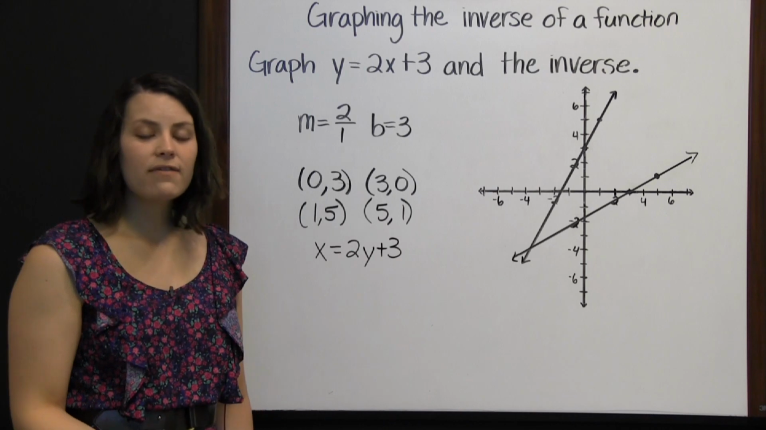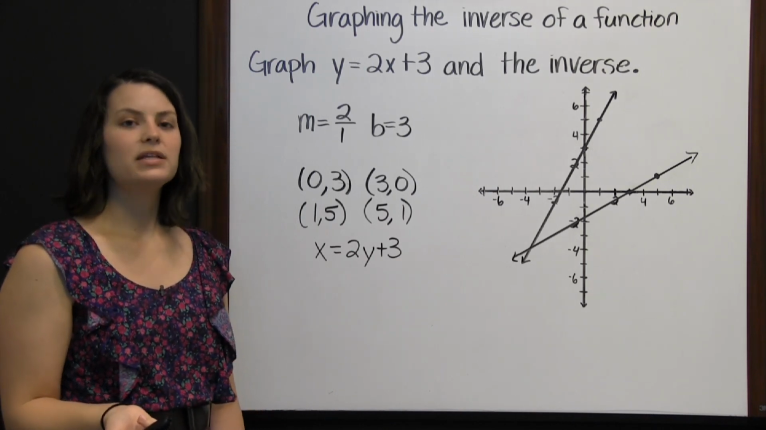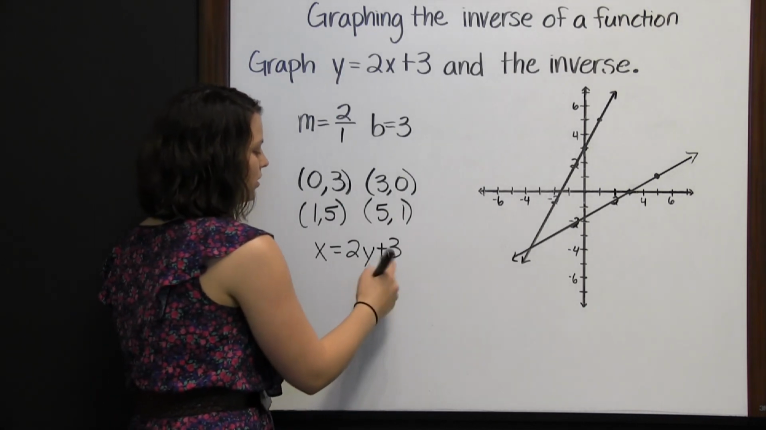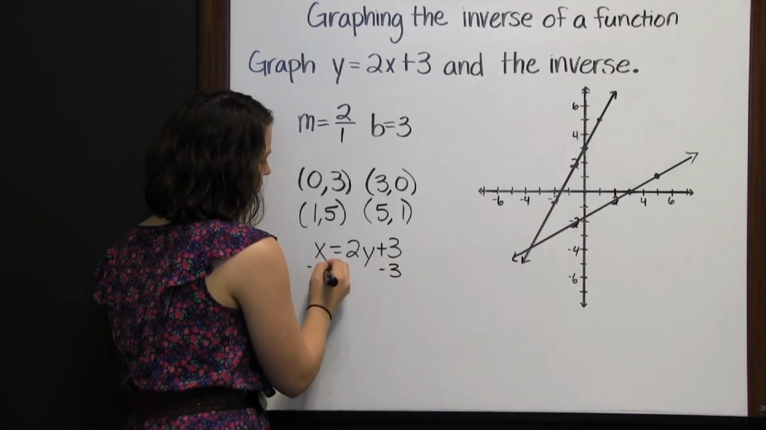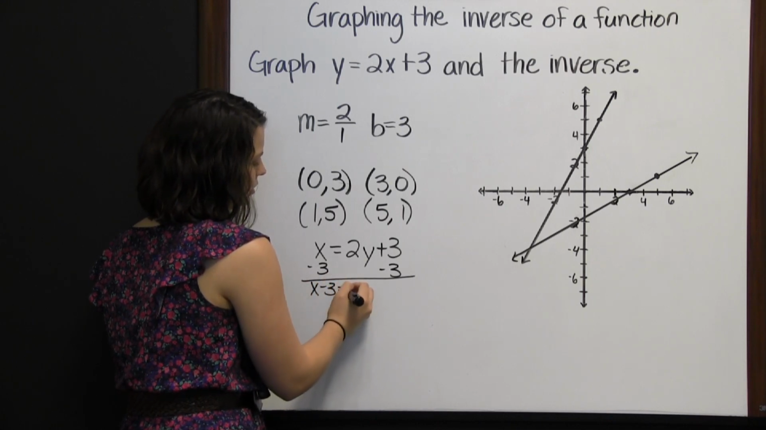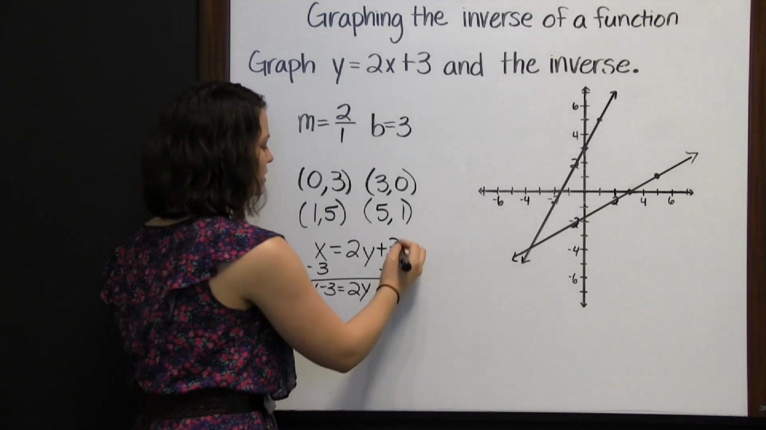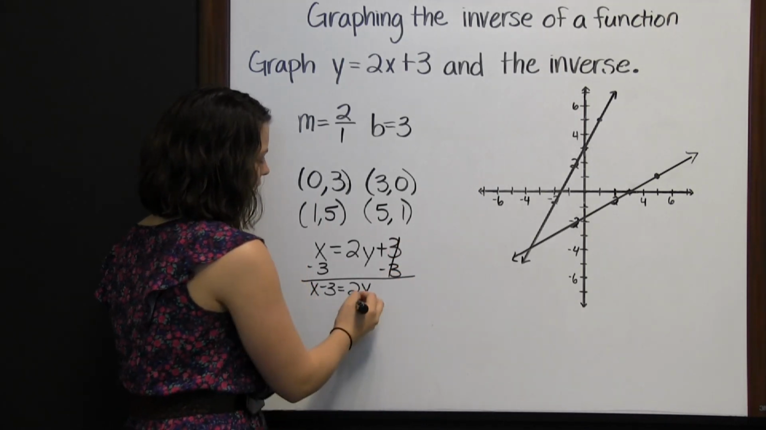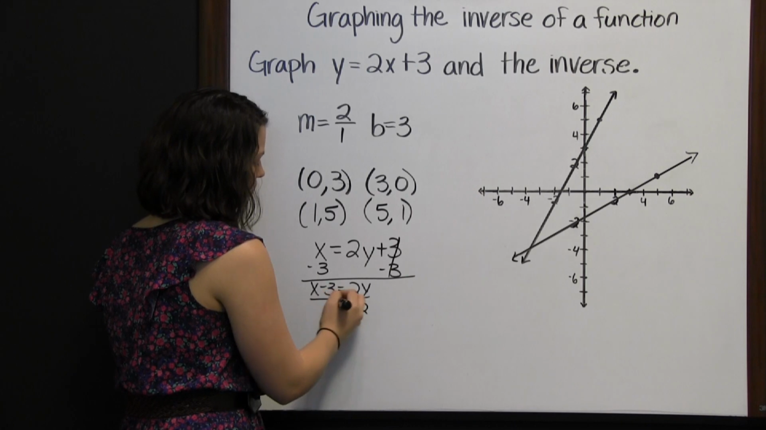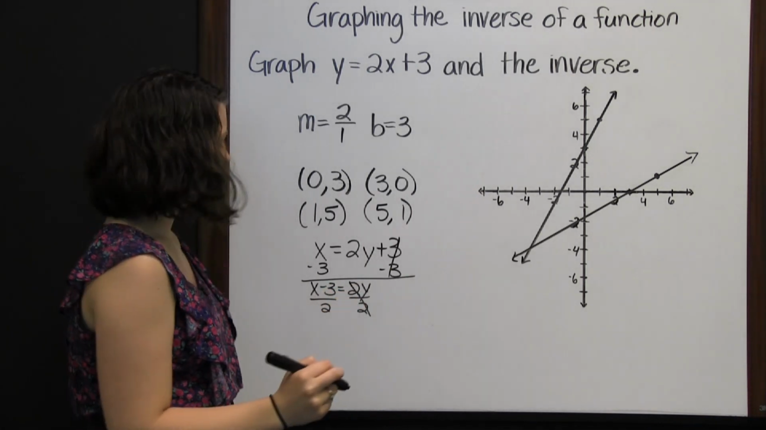Now if we wanted to graph this, we'd want to put it in a form like slope-intercept form, which means we must solve for y now. So start by subtracting 3 from both sides. X minus 3 is equal to 2y, plus 3 minus 3 are additive inverses, so they cancel. And then we divide both sides by 2 to solve for y. 2 divided by 2 is 1, and 1 times y is y.